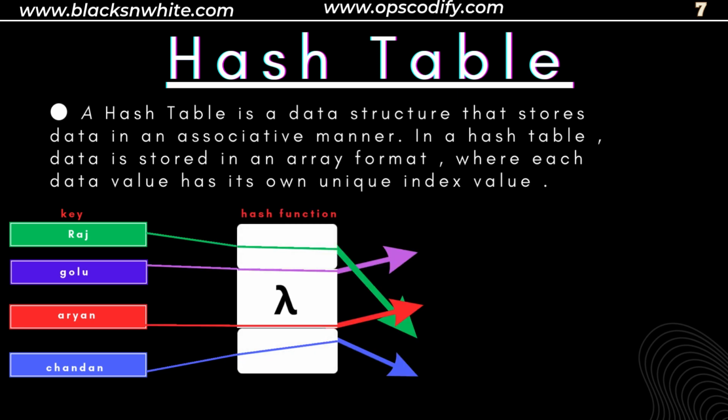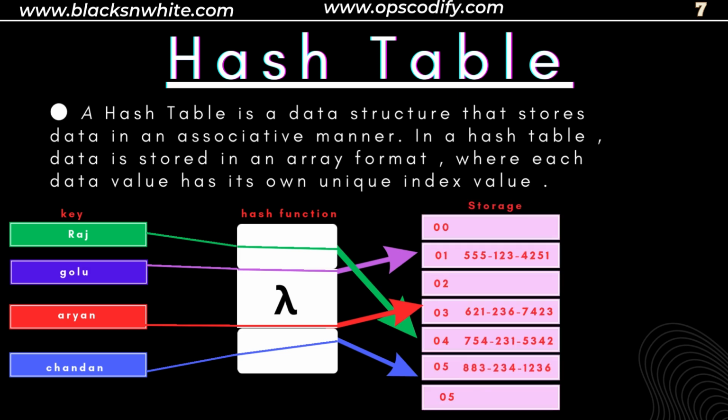The hash function converts each key into a specific index number. It ensures mapping from variable length keys into fixed size values, providing direct access positions inside the storage table. Storage is an array of slots, 0 to 5. Each index stores data values. After hashing, keys are assigned to these slots, making search and retrieval fast, constant time operations.